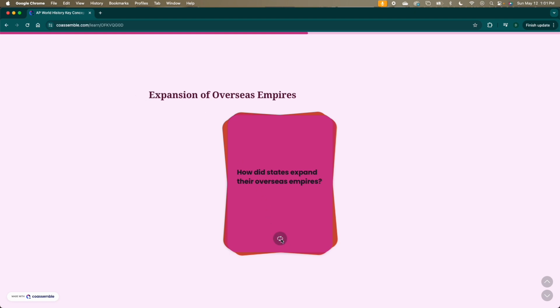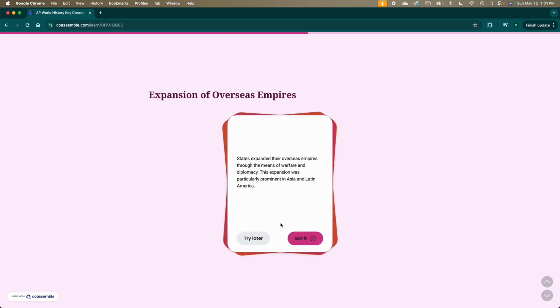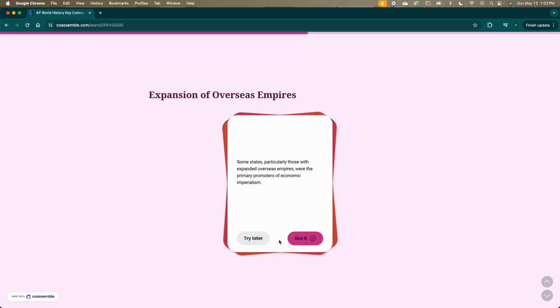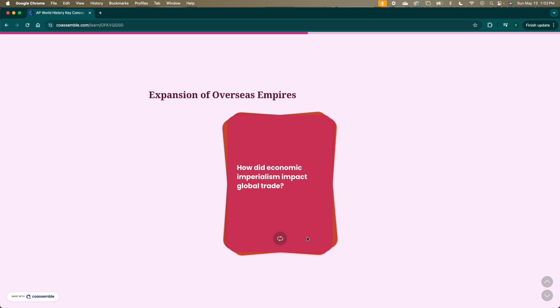The expansion of overseas empires here. How did states expand their overseas empires? States expanded their overseas empires through the means of warfare and diplomacy. This expansion was particularly prominent in Asia and Latin America. So who prompted economic imperialism? Some states, particularly those with expanded overseas empires, were the primary promoters of economic imperialism, like the British and the French, who dominated in Africa, and the Dutch, who dominated in Indochina. All of those places and empires.